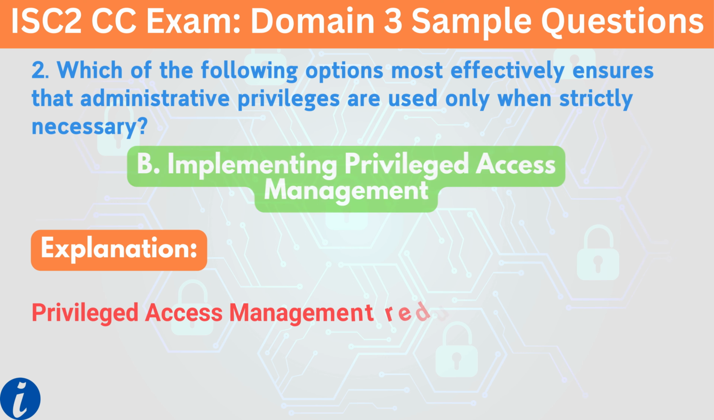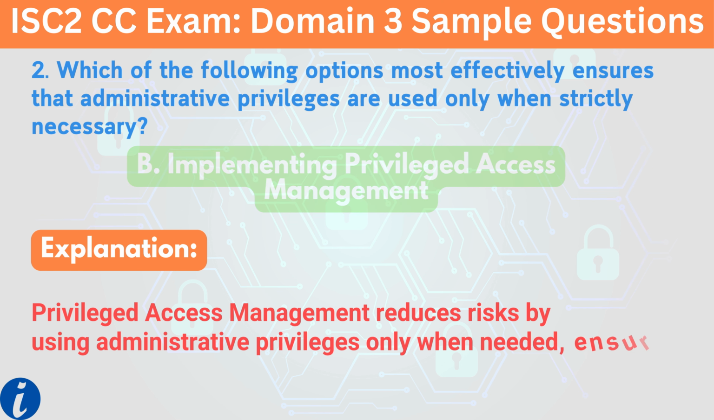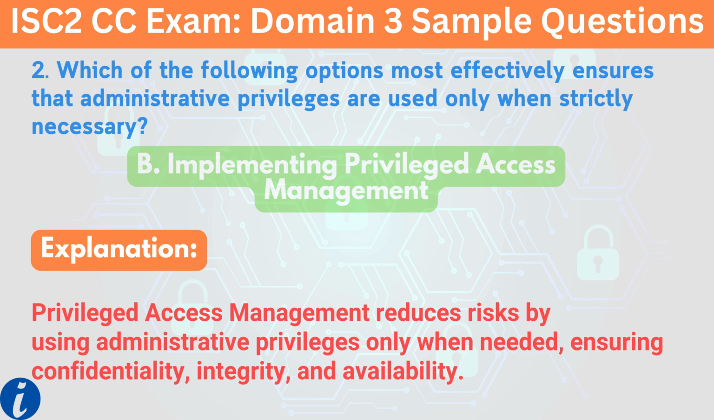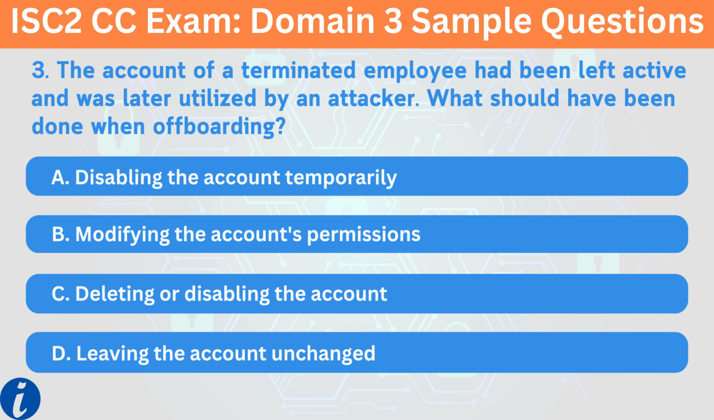The correct answer is B. Implementing privileged access management. Explanation. Privileged access management reduces risks by using administrative privileges only when needed, ensuring confidentiality, integrity, and availability. 3. The account of a terminated employee had been left active and was later utilized by an attacker. What should have been done when offboarding?